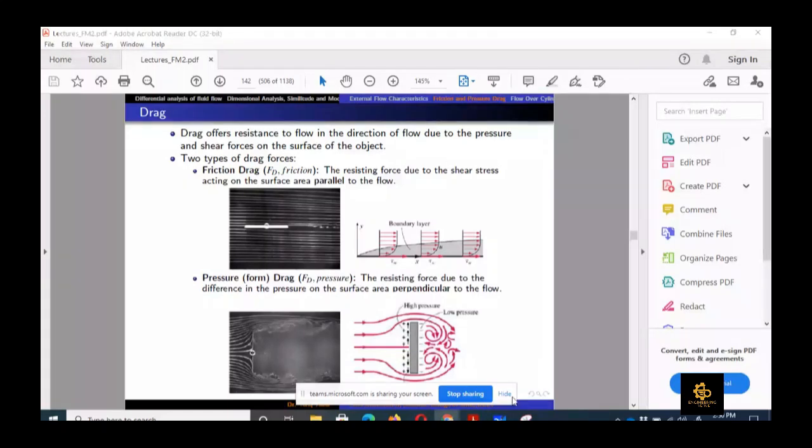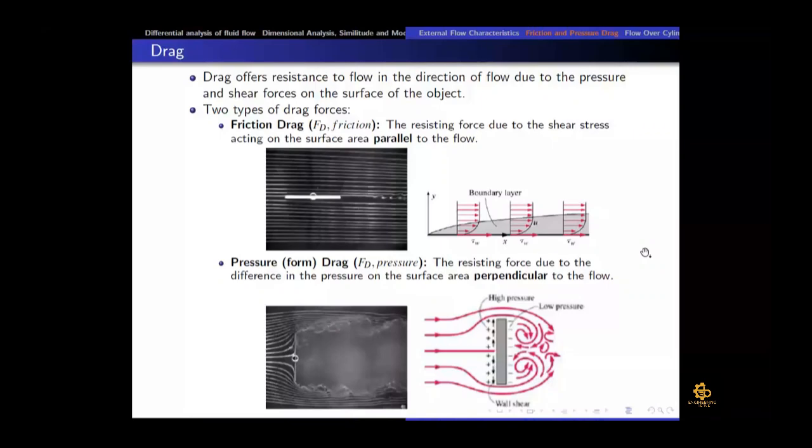Which is basically chapter number 9 of your book. So if you remember from the last lecture, we were discussing the drag force. As we discussed in the last class, the drag force is the force which the flow experiences in the flow direction, parallel to the flow, when it flows over a solid body. So it has two components.